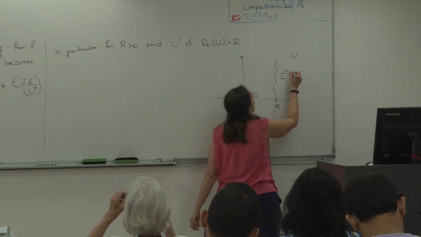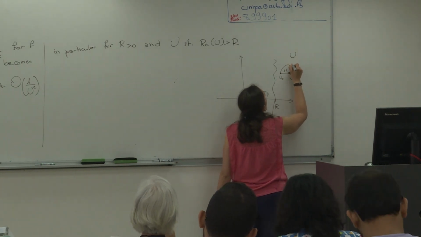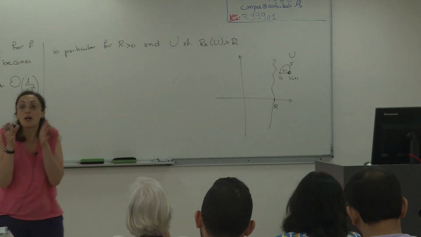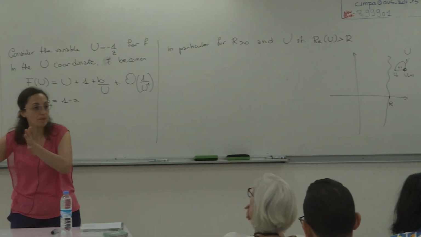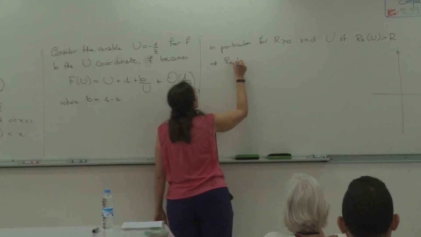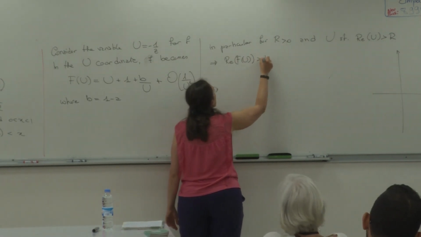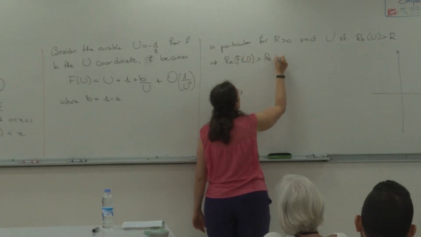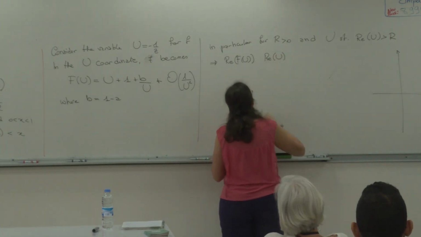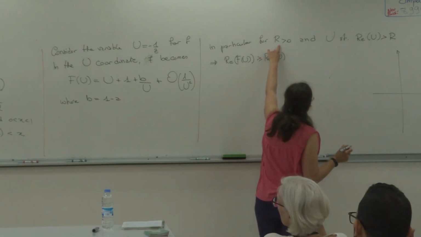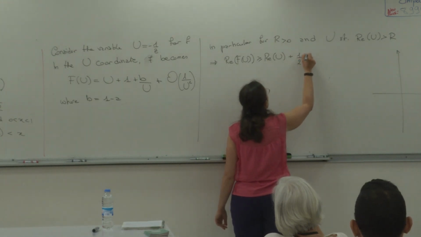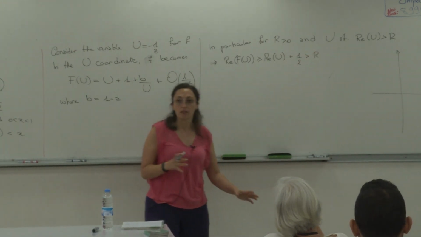So this is where the image, using capital F, is going. And so you see that I'm going to stay in this domain. Then the real part of F of u is still going to be bigger. Actually, it's going to be bigger than the real part of u. This is important. Let me write it like this, because it's easier. So if you can find R big enough such that this is bigger than the real part of u plus 1 over 2, which is bigger than R.